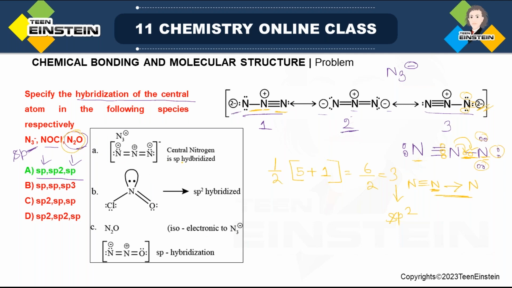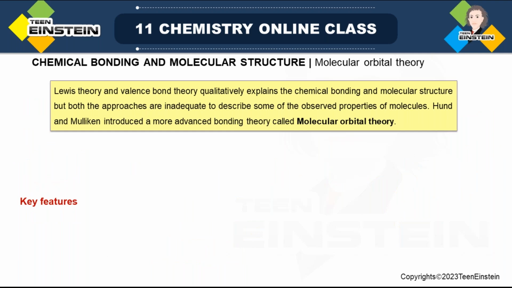So this one, sp hybridization, central nitrogen, this is sp2, and this is isoelectronic to N3 minus, this is sp. Fine. So the option is the correct option. So next theory, molecular orbital theory.